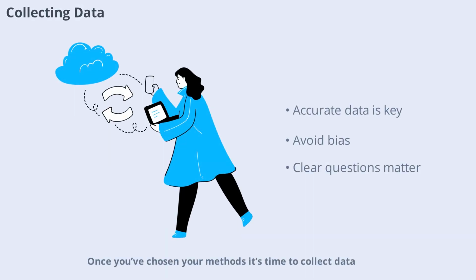Once you've chosen your methods, it's time to collect data. This might mean sending out surveys, conducting interviews, or gathering information from online sources. Accurate data collection is essential for meaningful results. Make sure your sample is representative and your questions are clear to avoid bias and errors.